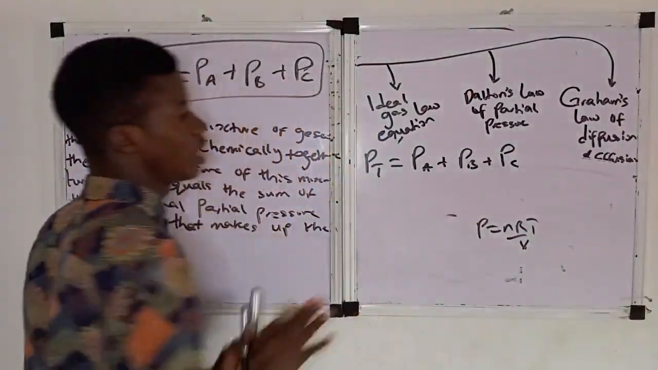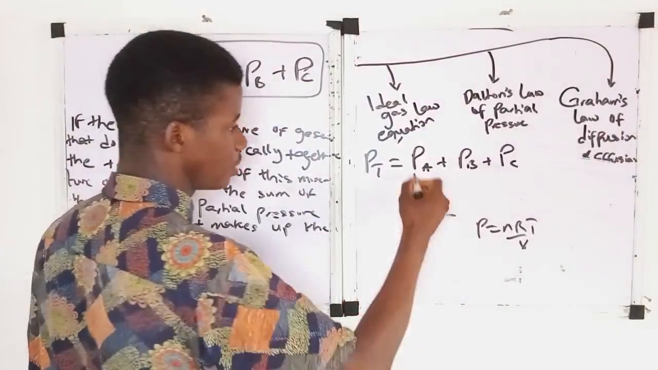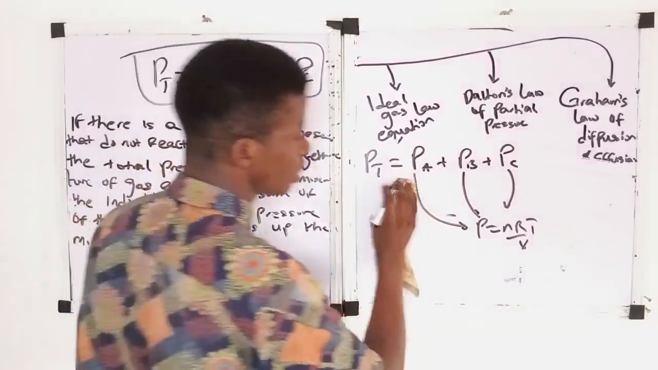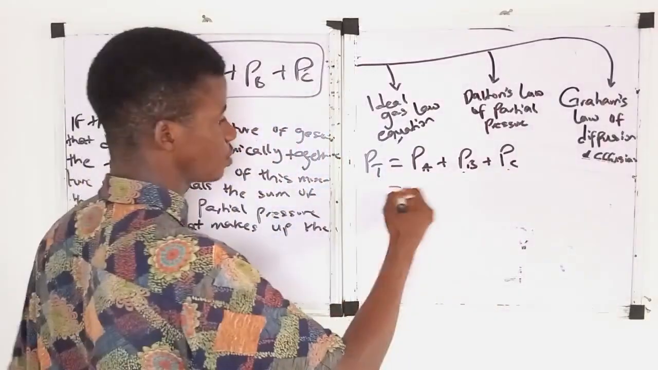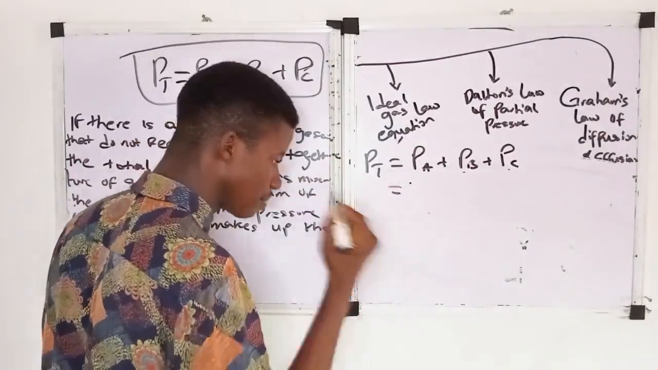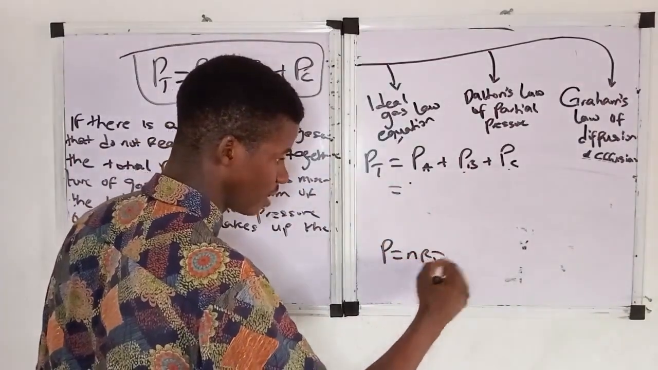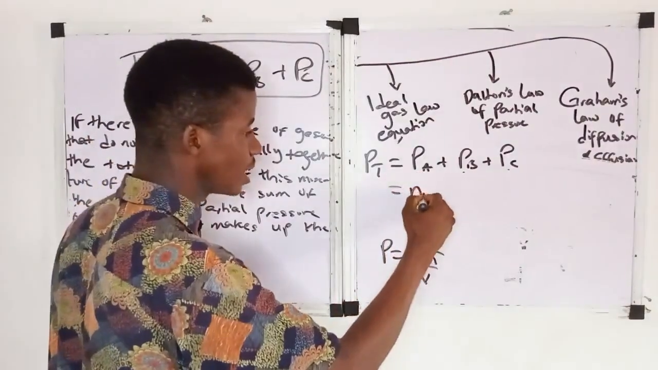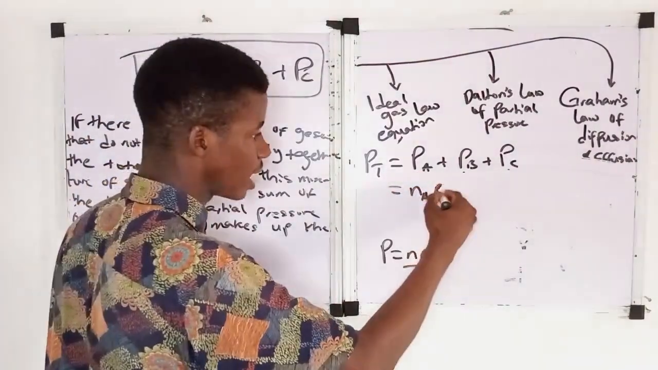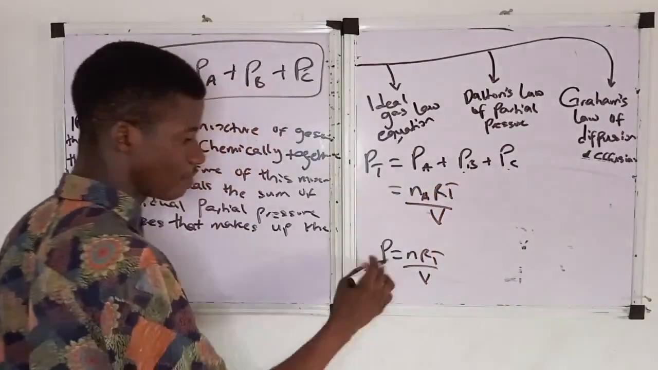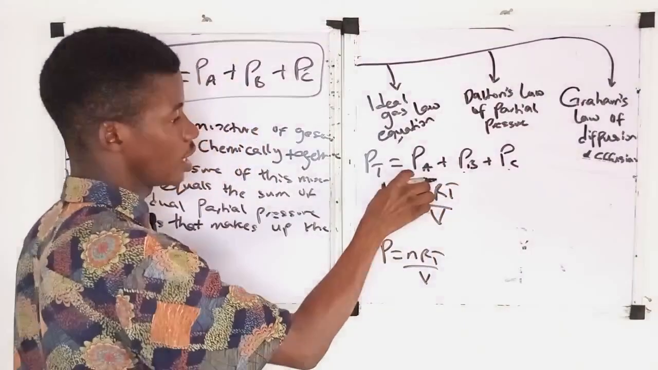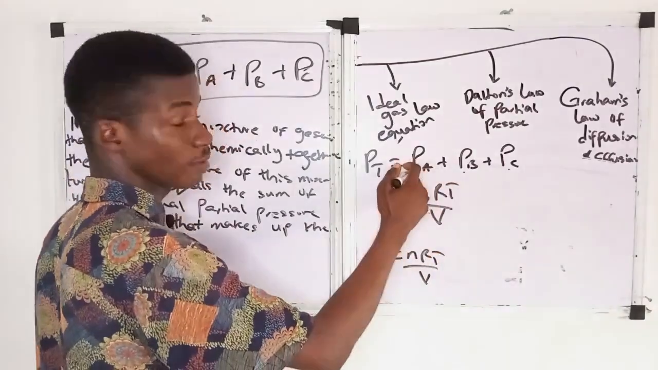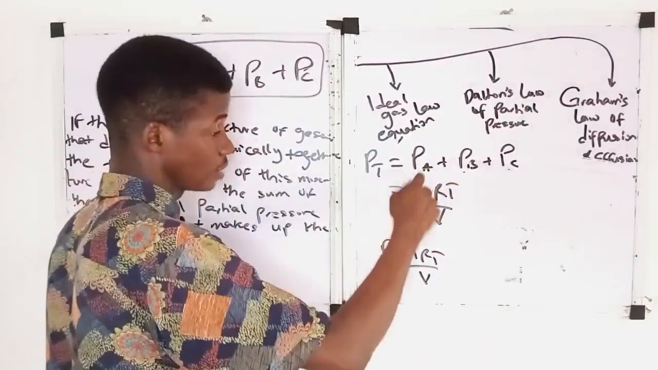So the pressure of A will be this, pressure of B will be this, pressure of C will be this, okay? So if you want to do it now, remember P is equal to nRT over V, right? So in the place of PA, I'll put nA RT over V. Remember, pressure is equal to nRT over V. So this one is the pressure of gas A, right?